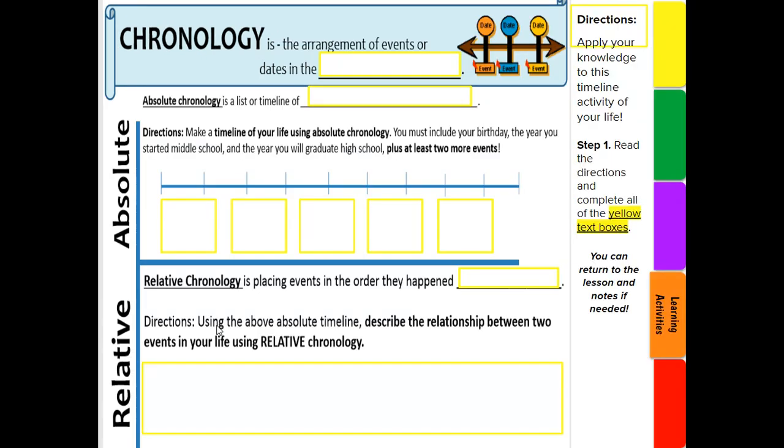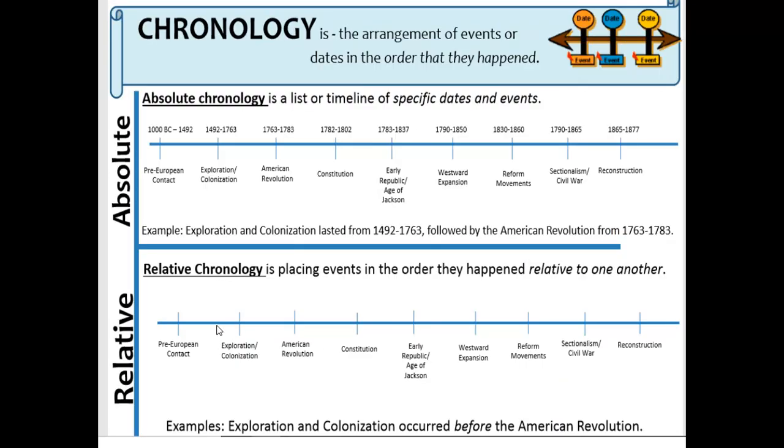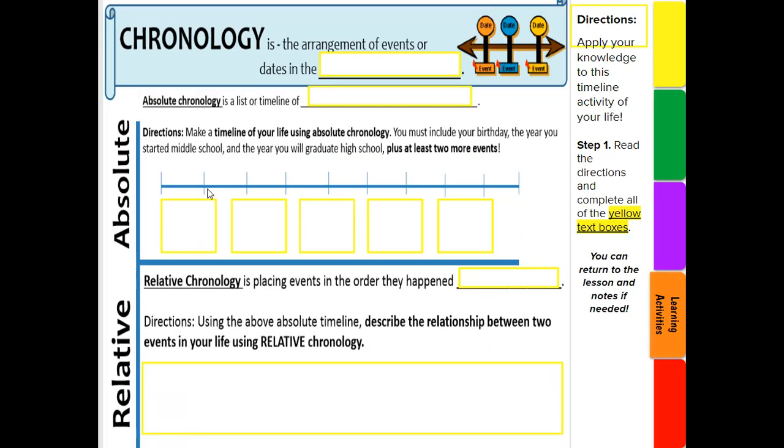All right, we want you to practice this now. You're going to go through and complete the notes, all the yellow boxes. You can go back in the video if you need to this slide to get those notes. And then your directions for the timeline activity. You're going to make a timeline of your life using absolute chronology. So again, using exact dates or events.